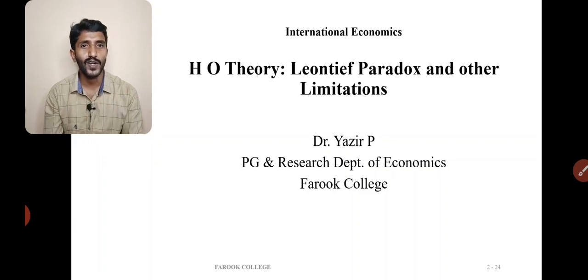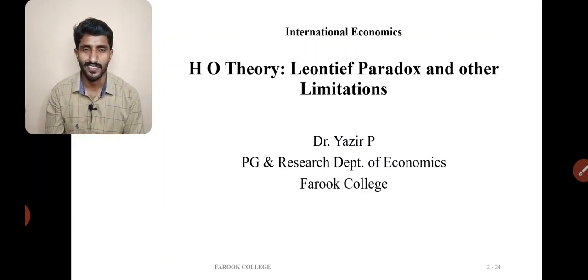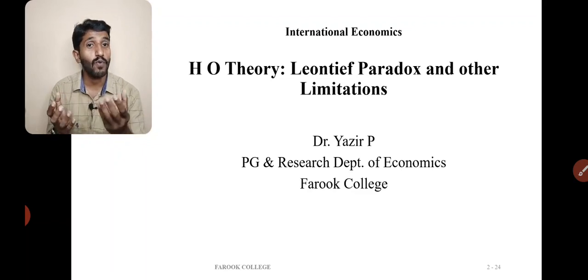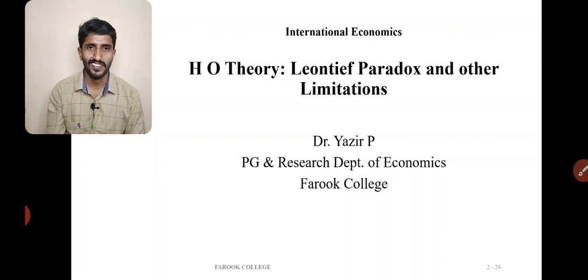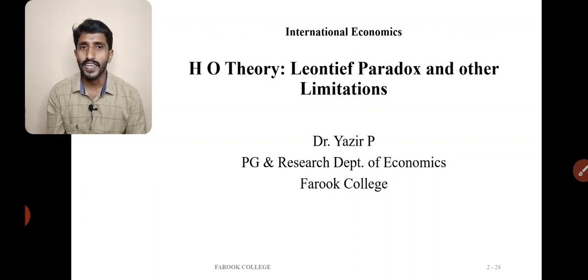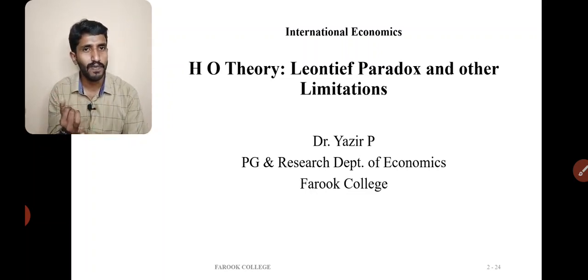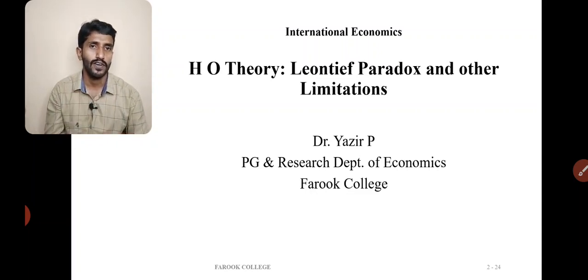Heckscher-Ohlin theory has many advantages because it could explain trade in a different manner, because it could explain why there is a comparative advantage. That's why it's also known as modern theory. But still, HO theory has some limitations. Its first limitation is the Leontief Paradox, a famous paradox developed by Leontief. Through this video, we will explain what is Leontief Paradox, what is factor intensity reversal, and what are the other limitations of HO theory.